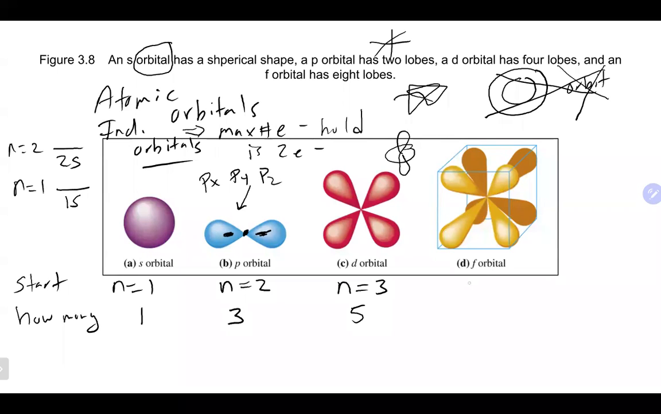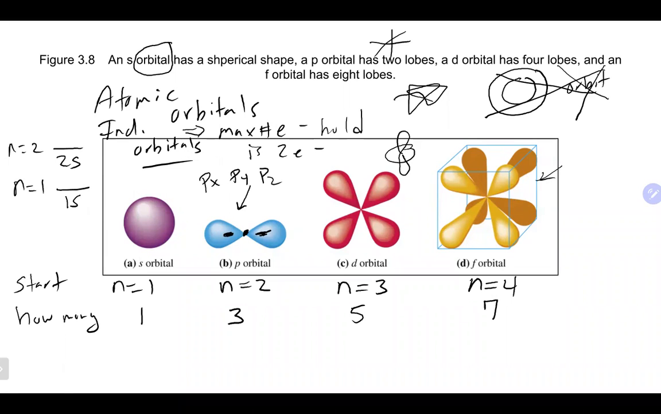And when we get to the 4th energy level, that is where we first start to see f orbitals appear. F orbitals look like a couple of d orbitals stuck together. And there's actually 7 different types of f orbitals that appear on any energy level that has f orbitals there.